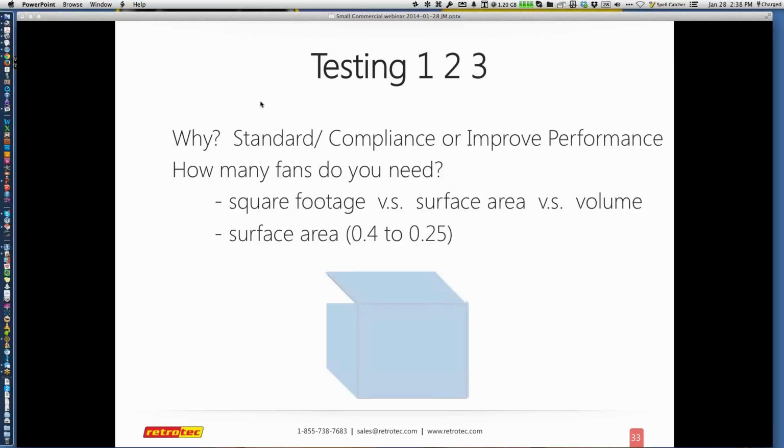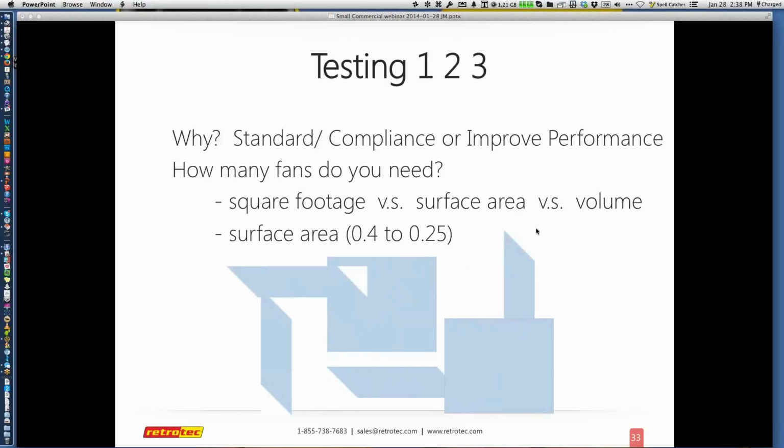One of the things that comes out in here is square footage versus surface area versus volume. In general, a lot of the folks dealing with commercial are usually dealing with surface area, and it can range from 0.4 to 0.25 CFM per square foot of the surface area. I should have that there, apologize. That helps me determine what my leakage may be, and most structures are maybe even leakier. That'll determine how many fans I might need once I understand the surface area of the structure.